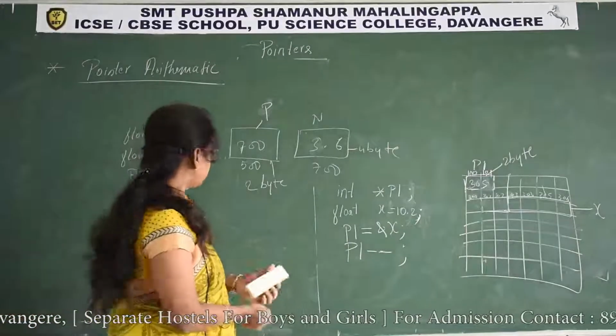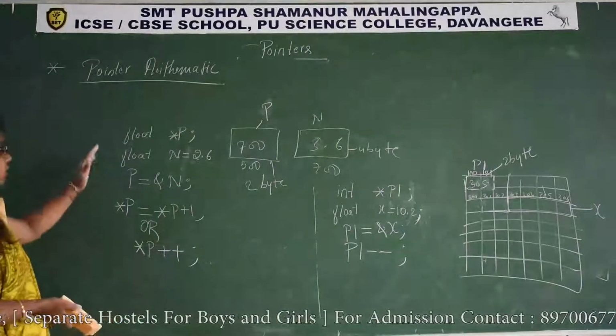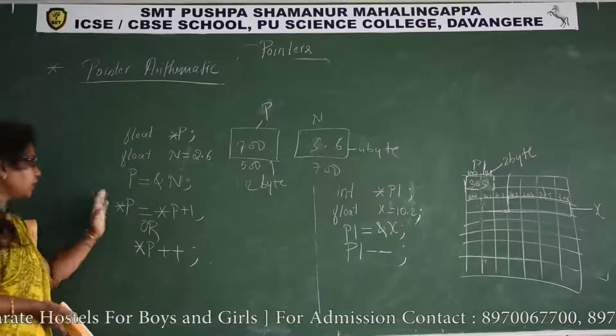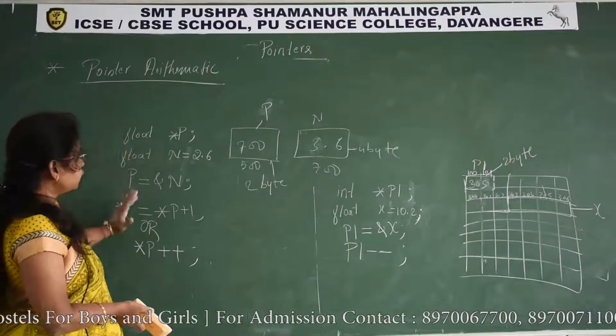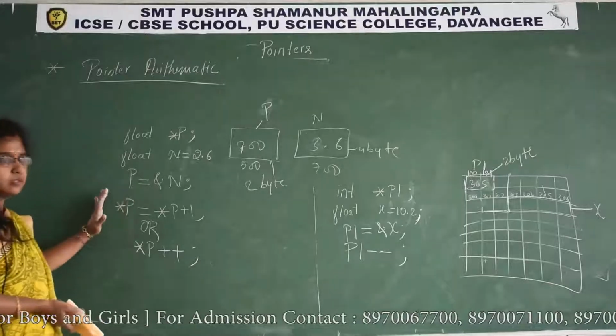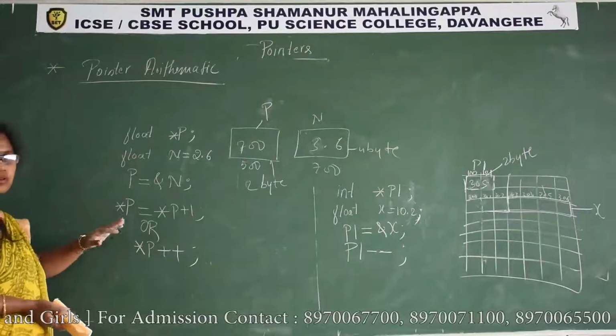I hope you understood what is the first operation we can perform on a pointer. We can perform addition operations on a pointer, increment and decrement operations on pointers.